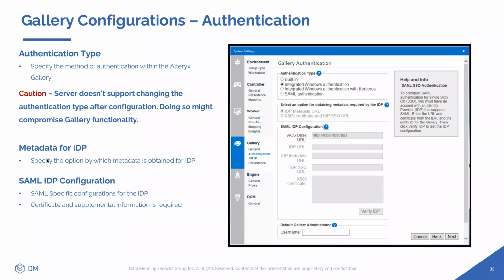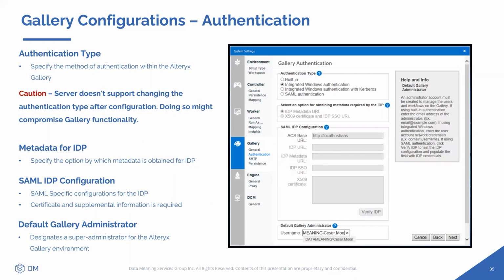So next, metadata for IDP and SAML IDP configuration. This is just going to be enabled if we have chosen the SAML authentication. The first is selecting the option for obtaining the metadata required for the IDP, so IDP metadata or X509 certificate. And SAML IDP configurations are the specific information to configure your IDP.